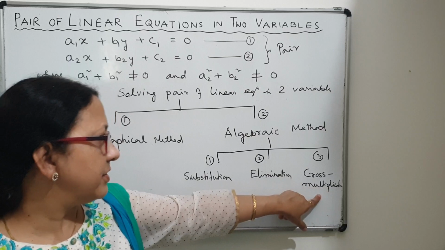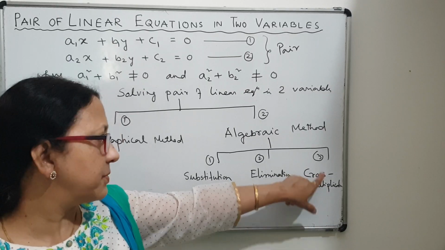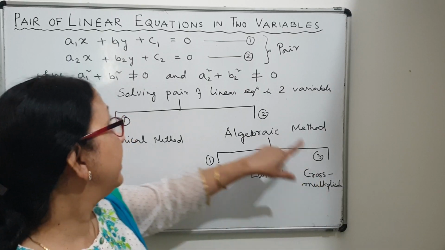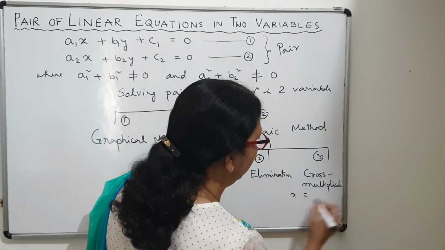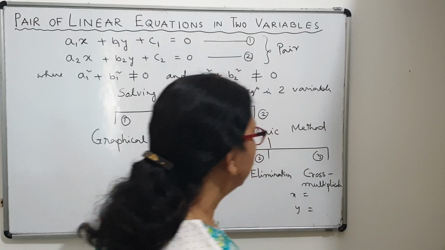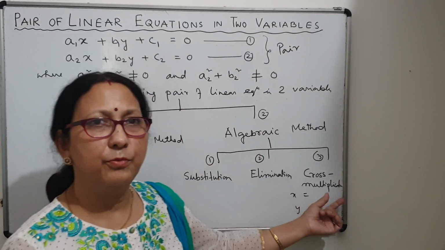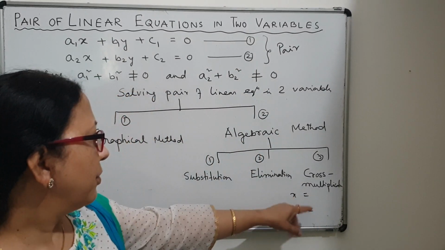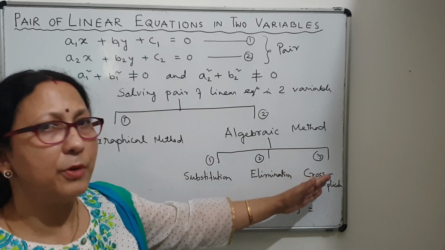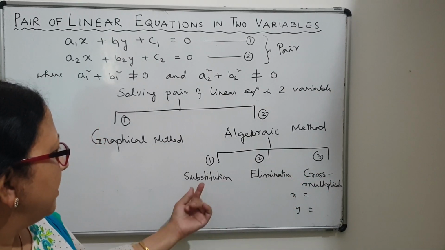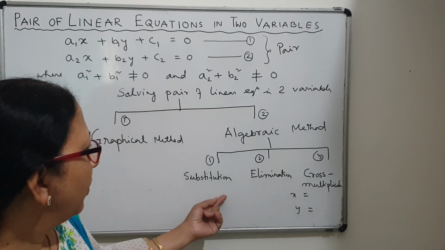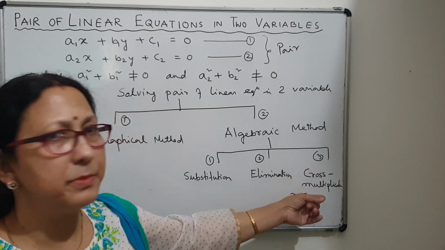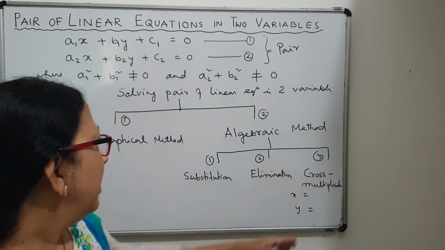And cross multiplication method is a general method. It gives a formula for finding the values of x and y. That is, x will be some formula and y will be some formula. So we simply put the values directly in the formula and get it. And this formula is obtained either by the method of substitution or by the method of elimination. Okay, so it's a general method. Cross multiplication method is a general solution method.